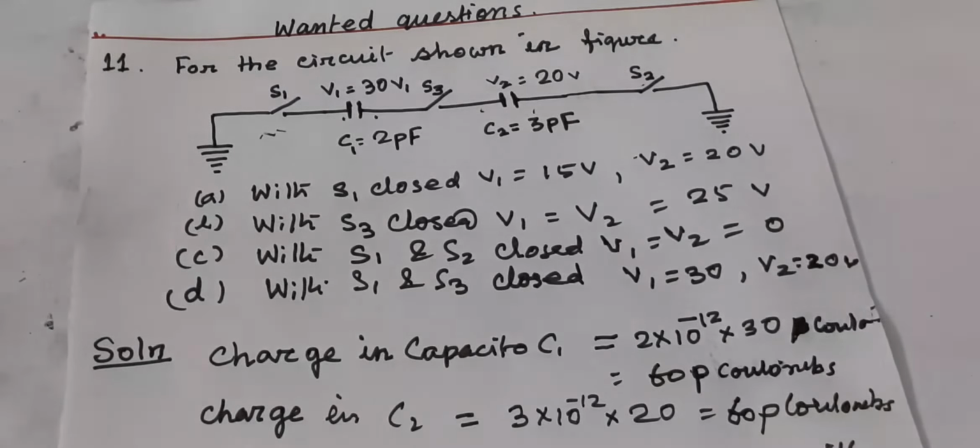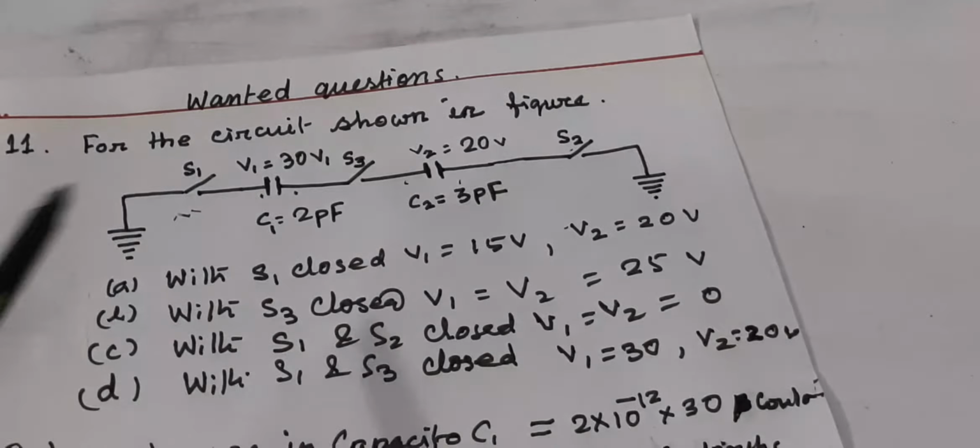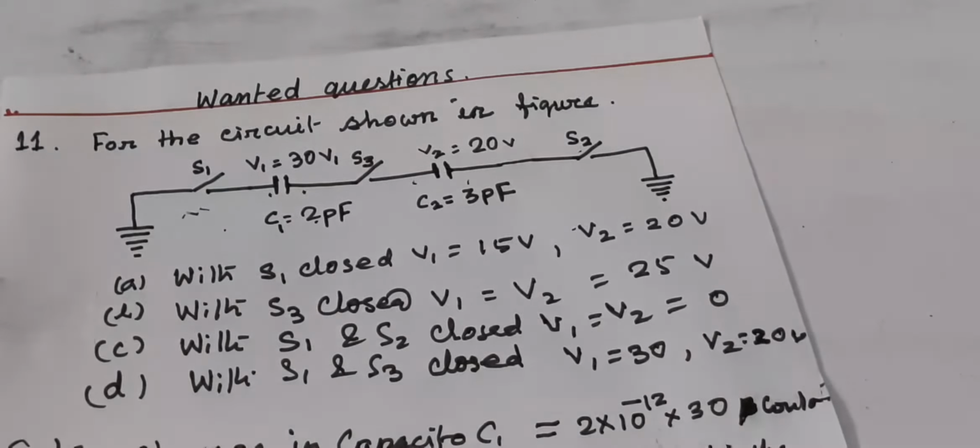Next, D: with S1, S3 closed, V1 will remain the previous voltage, V2 remains too. It is justified because voltages are not going to change, because neither the capacitance is changing nor the charges are changing. So the question of voltage cannot change. So D is the most correct answer, but in the question nothing is asked beyond this.